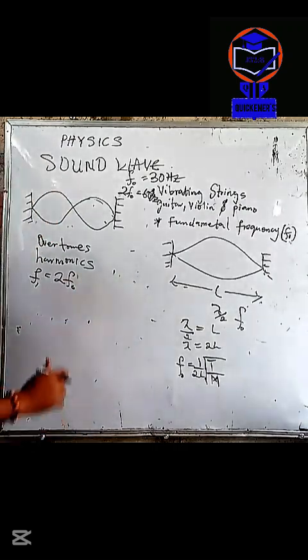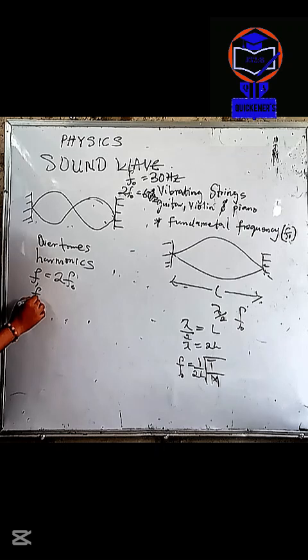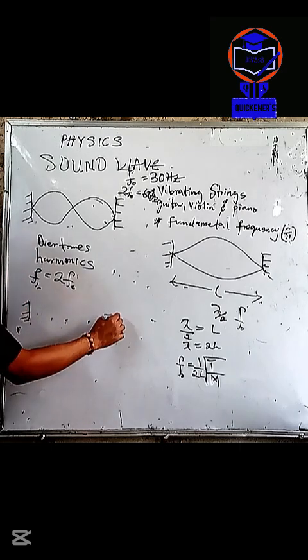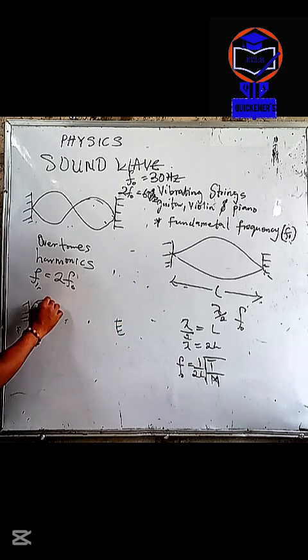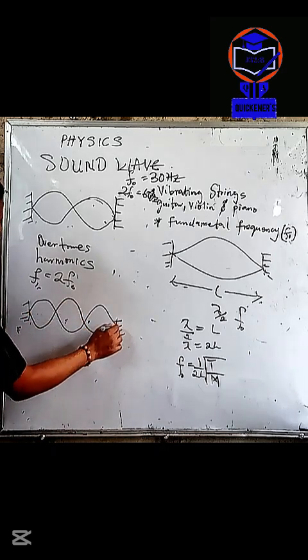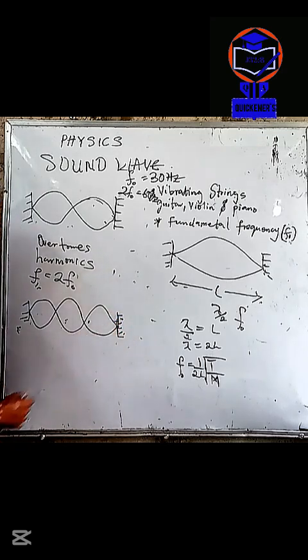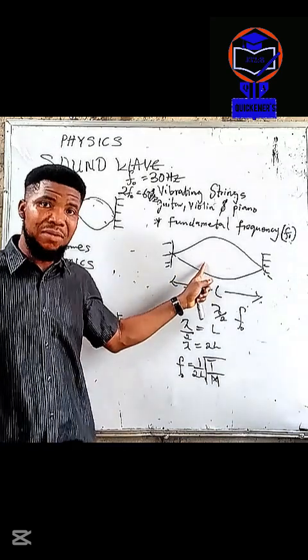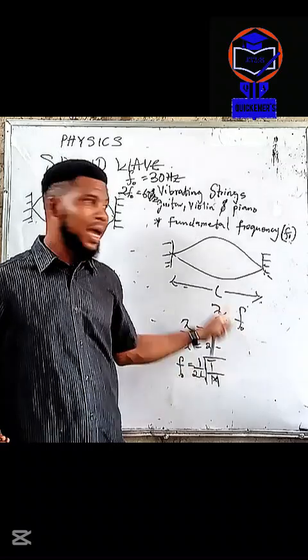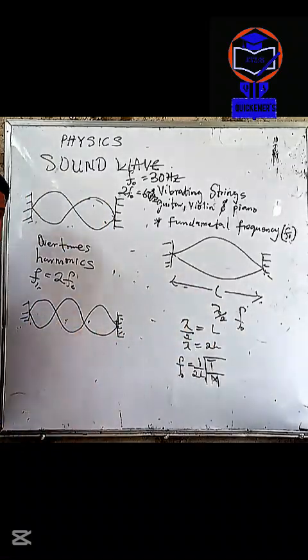I'm just explaining, okay? Now the second overtone, let's do a diagram for that. It goes up, comes down, goes up again. What can you see from this? How many half lambda can you see? Remember, the fundamental frequency is a half lambda. So 1, 2, 3, that is 3 half lambda.